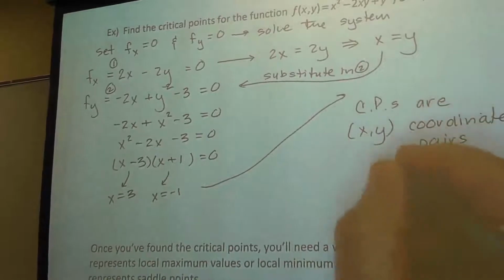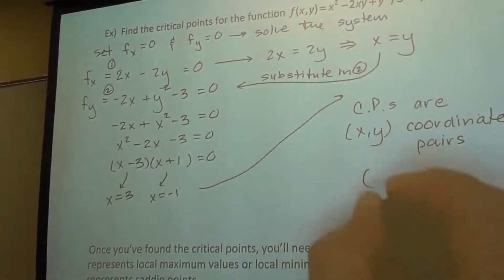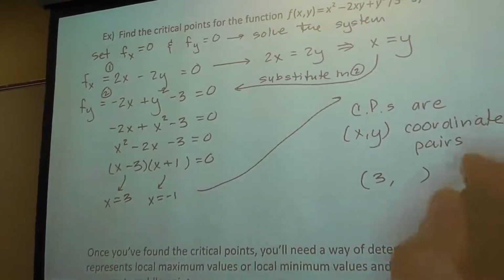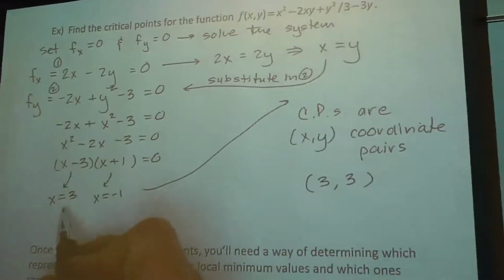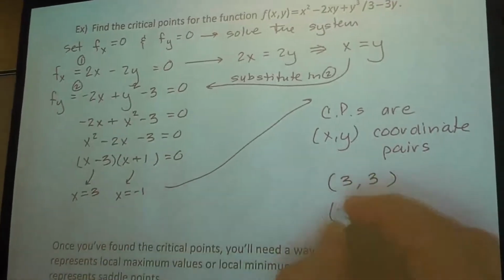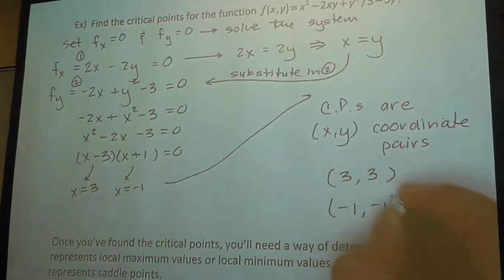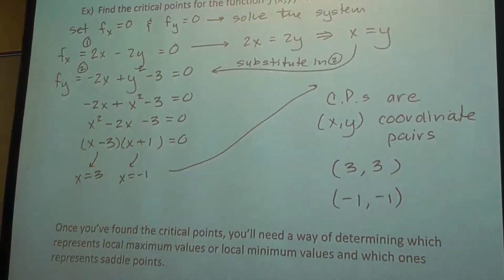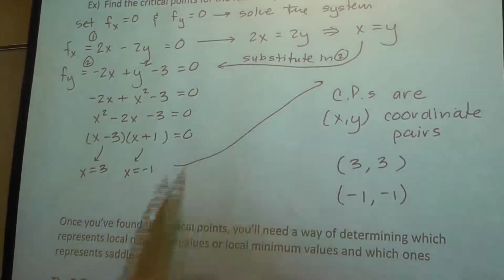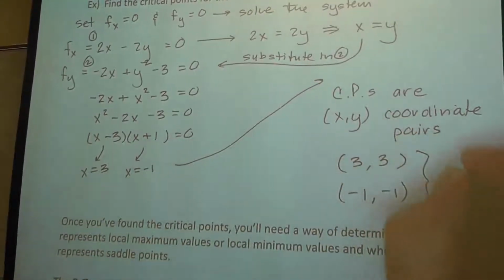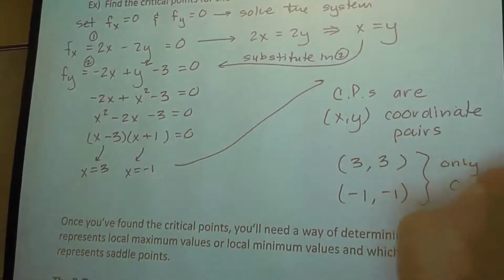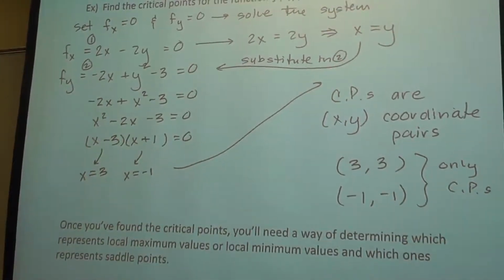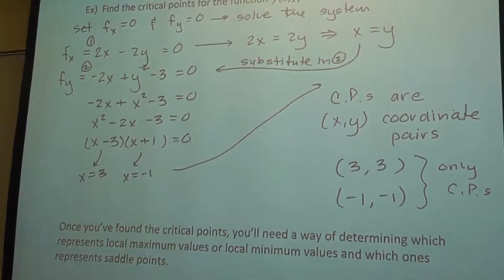So since x is supposed to equal y, we've got one critical point at x equals 3, and the only criteria is x has to equal y, so y has to equal 3, coming from this value. The other one uses x equals negative 1, and that x equals y forces the y coordinate there to be negative 1. So those are our only critical points for this particular surface, okay? So you gotta deal with some algebra.